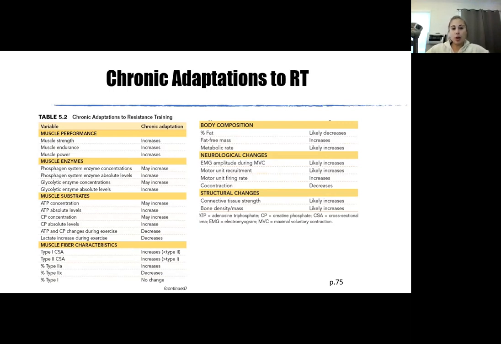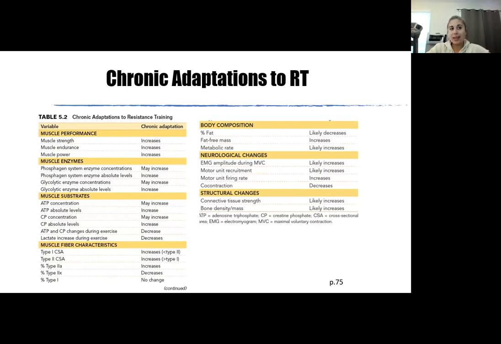Muscle enzymes. So again, we see that our enzyme levels of phosphagen, so the ATP-CP system, we have a little bit more to help as we adapt, okay? And even glycolytic enzymes to help break down glycogen so we can mobilize the glucose and use it for energy when we're training. We can see it increases, okay? ATP concentration may increase, though there's not much to show that, but we're looking at absolute levels versus a concentration. We can see the absolute levels of creatine go up, absolute levels of ATP go up.